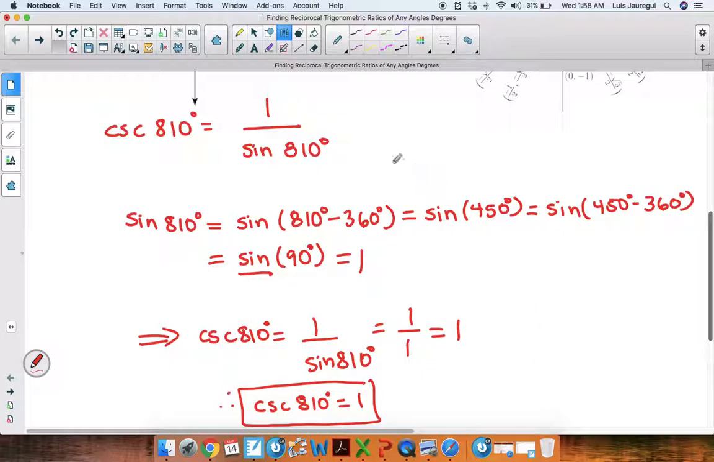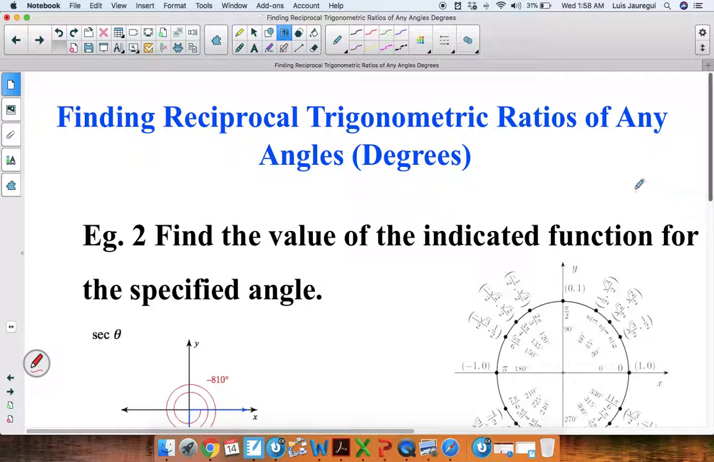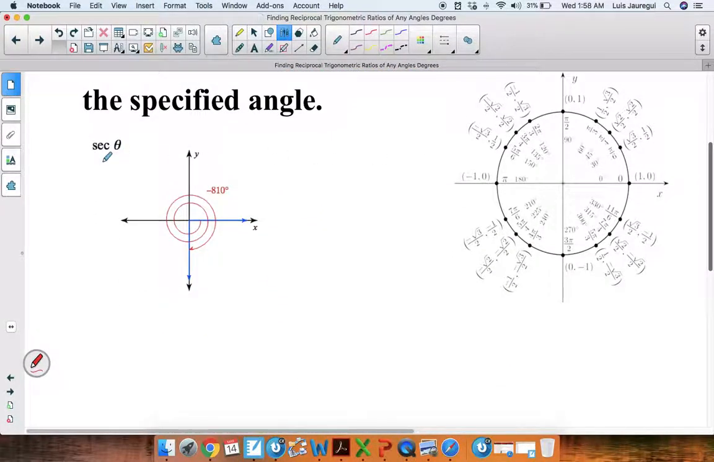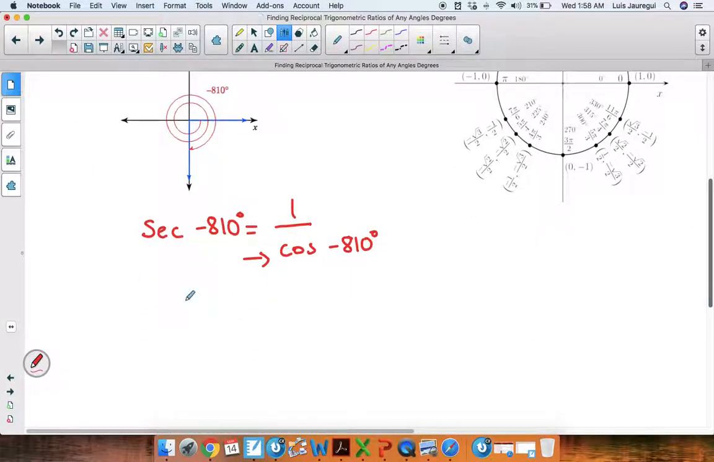So let's see a couple more examples. Example 2. Find the value of the indicated function for the specified angle. In this case, we're looking for secant of theta, where theta happens to be negative 810 degrees. So we want secant of negative 810 degrees. Now, secant happens to be the reciprocal function for cosine. So this is 1 over cosine of negative 810 degrees. So let's focus our attention on finding out what is cosine of negative 810 degrees.